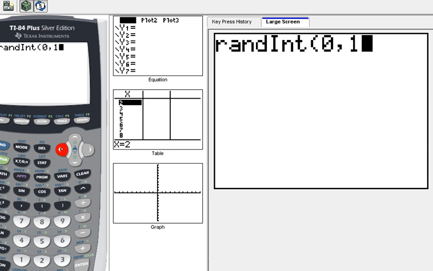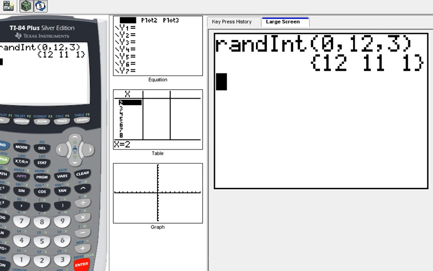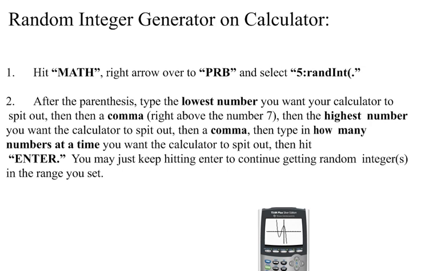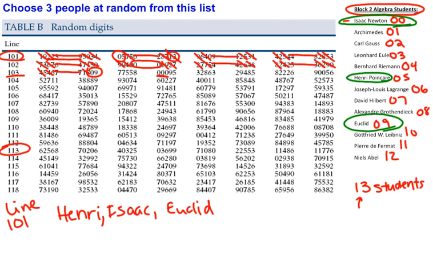Actually, I should say 12 then, shouldn't I? 0 to 12, and then I'm going to say we're choosing 3 of them. So now it's going to spit out those 3: 12, 11, and 1. So using my calculator, it would have done 12, 11, and 1. So let's go back to that. My calculator would have had me pick Archimedes, Nils, and Pierre. That's who my calculator picked randomly. Different than what I got, because it's random.